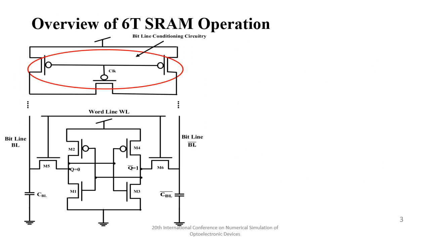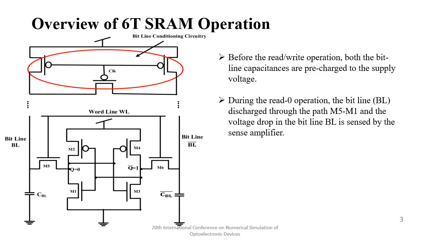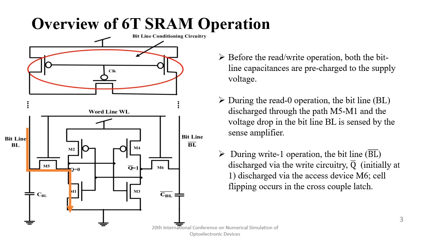In that sense, we are overviewing the operation of a 6-transistor SRAM. During the read 0 operation, the bit line BL is discharged through the path M5 M1 as shown by the arrow, and the voltage difference of the bit line is sensed by the sense amplifier, and we can say a read operation has taken place. Similarly, during the write operation, the node Q bar, initially at 1, gets discharged via this path, the self-flipping occurs, and we can say that our write operation has taken place.